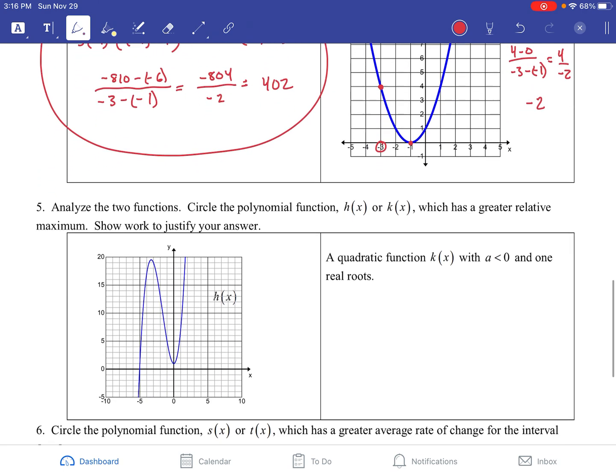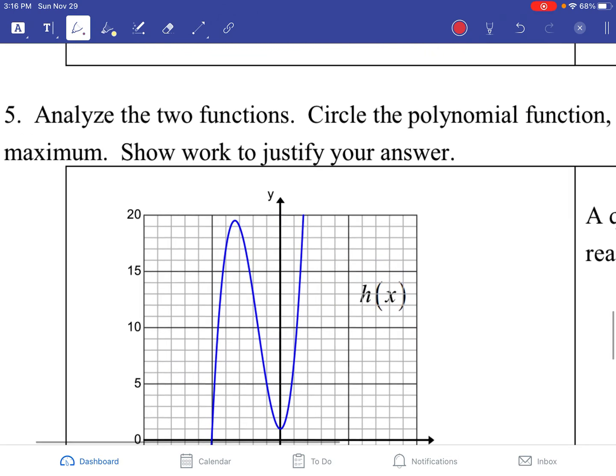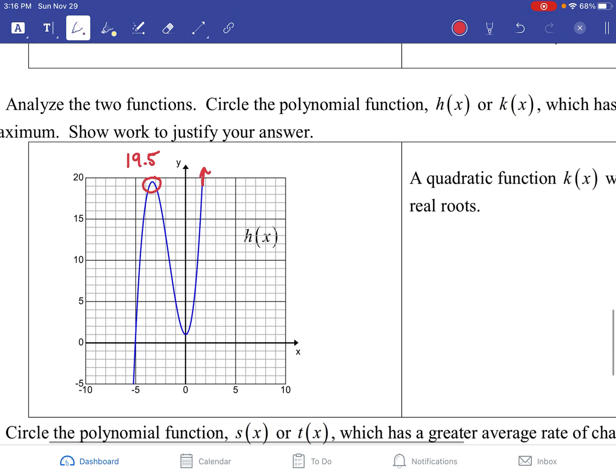All right, moving on to number 5, which has a greater relative maximum. Okay, so relative maximum is we're looking for the highest point. It doesn't have to be an absolute, just the highest point on the graph that we can see. All right, and it doesn't just keep going on. So this part keeps going on towards infinity. That's not what we're looking for. We're looking for this point right here. So it's about, let's say 19.5, right? Okay, so that's the relative maximum there.